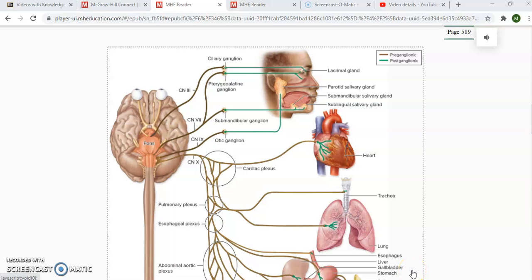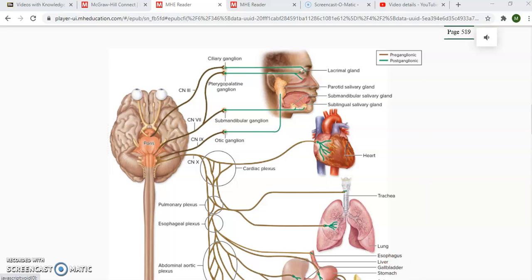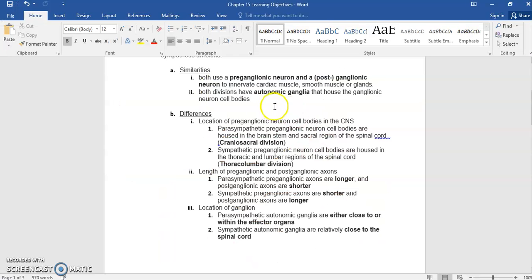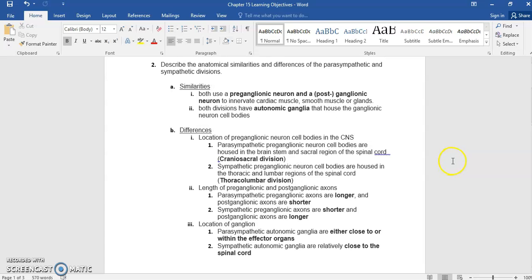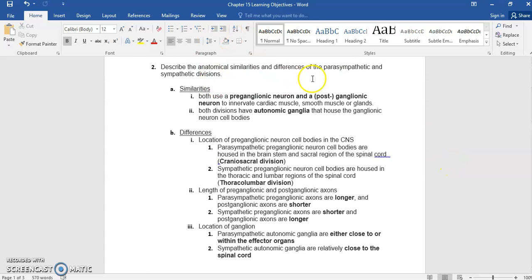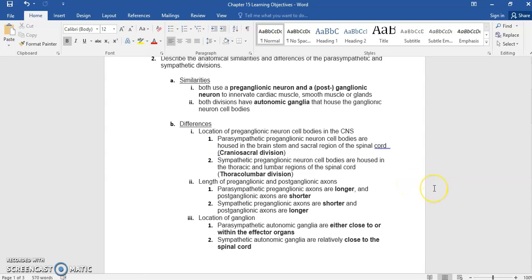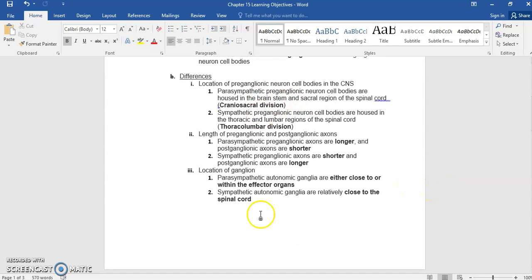Okay, AMP1 students, we're going to continue on talking about the autonomic nervous system. So we are currently starting in this video on the differences between the parasympathetic and the sympathetic. The first difference that we're going to talk about has to do with where that preganglionic motor neuron is originating from, like what location of the central nervous system it is extending from.